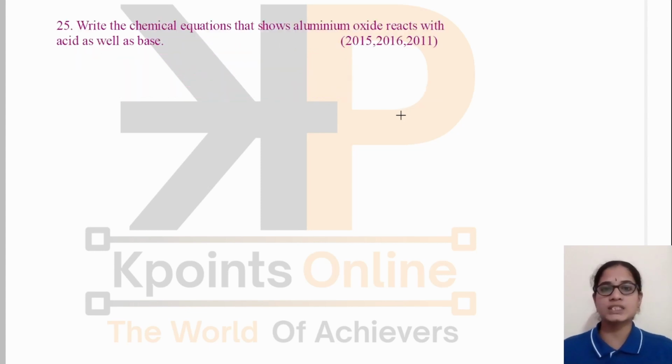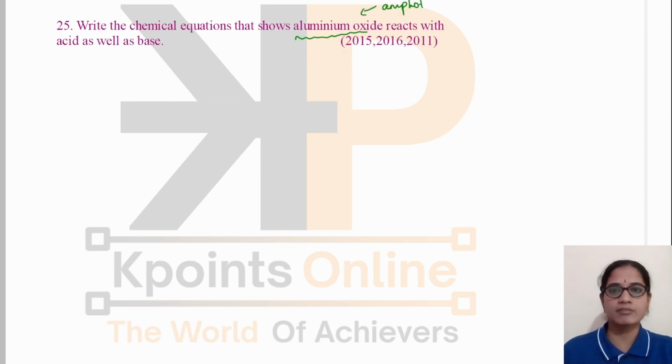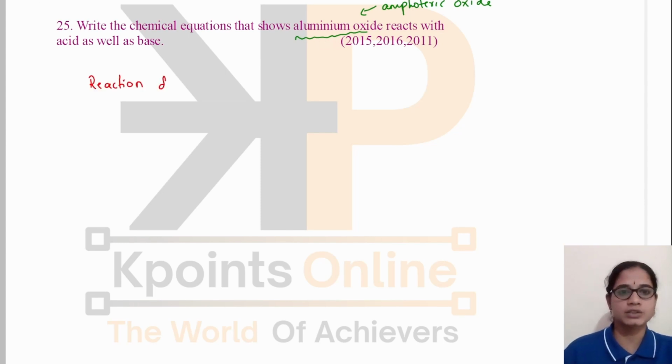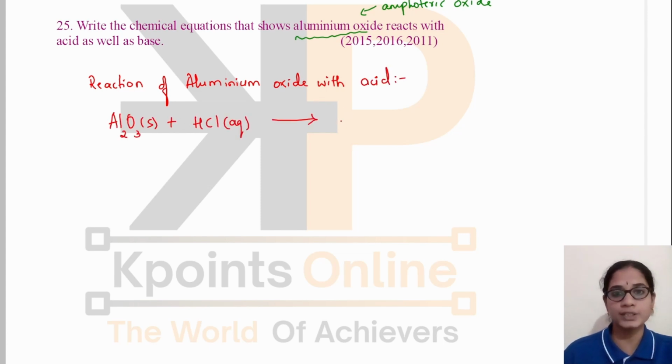Next, write the chemical equations that show aluminium oxide reacting with acid as well as base. We know that aluminium oxide is an amphoteric oxide. Why? Because it will react with both acid as well as base to form salt and water. Let us write the equation to see how aluminium oxide acts as both acid and base. Reaction of aluminium oxide with acid: let's take hydrochloric acid, to form aluminium chloride plus H2O. You can balance the equation.